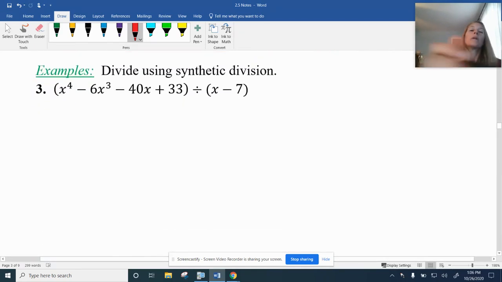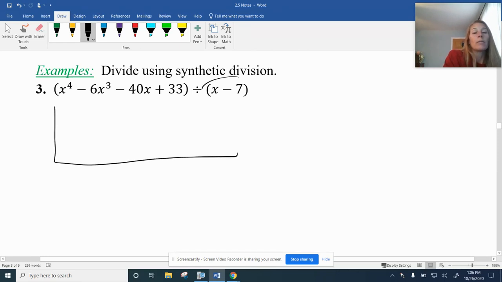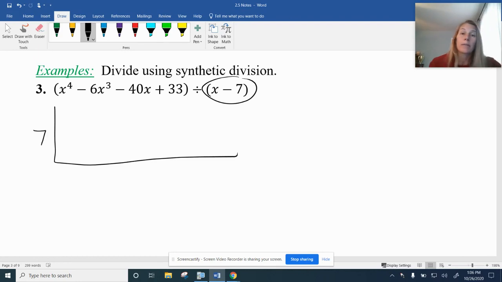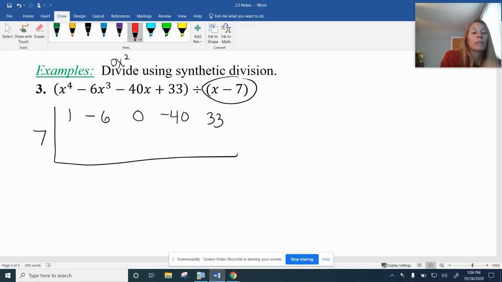Okay, a couple more. All right, so now for the next problem here, I'm going to take my divisor, which is x minus 7. So I know I'm going to put a +7 on the outside of my grid. I have a 1 and a -6, but then I have an x to the 2nd power that is not physically there. So I'm going to put a 0 in for that coefficient, -40 and 33.